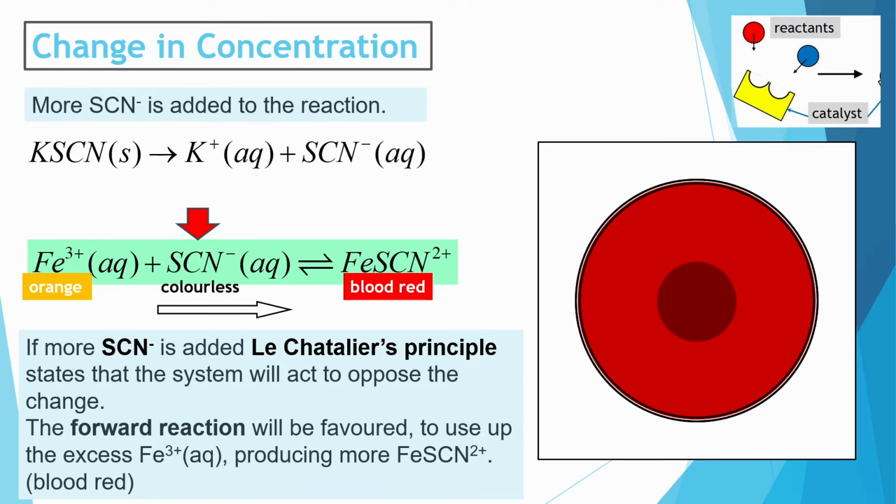Now, the forwards reaction will only be favoured until the ratio, that's the K, is established again after you've added more. So initially you add more reactant, it's imbalanced, and the forwards reaction happens until it's balanced again.